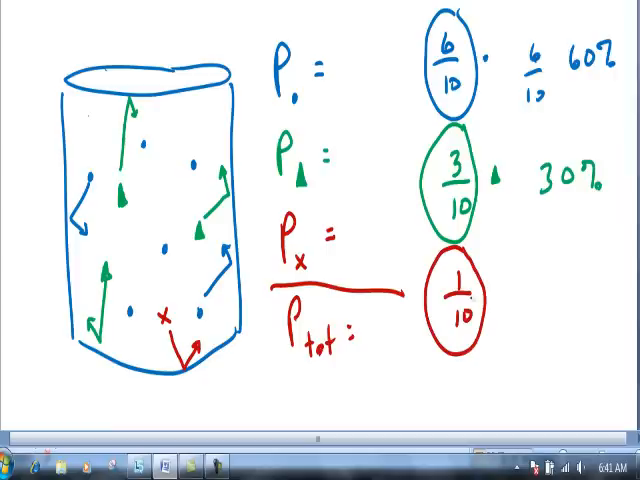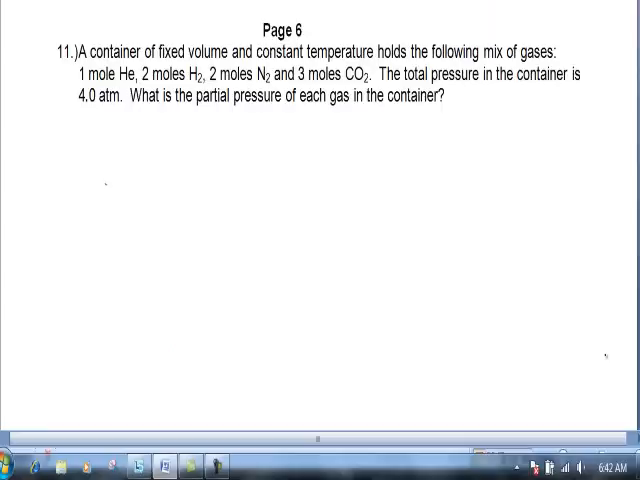You can see that 1 out of 10 of the particles are the red X gas particles, so 1/10 is the fraction of the particles that's just red X. 1/10 of the pressure, or 10%, would come from the red X. Adding together all the different pressures, we come up with 100%, which would be our total pressure in the container. In our problem, we're given the information in terms of moles.